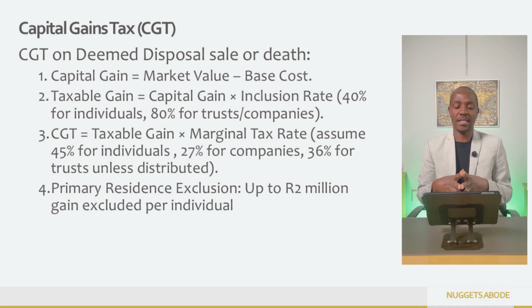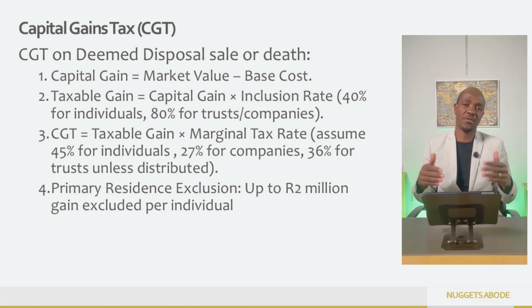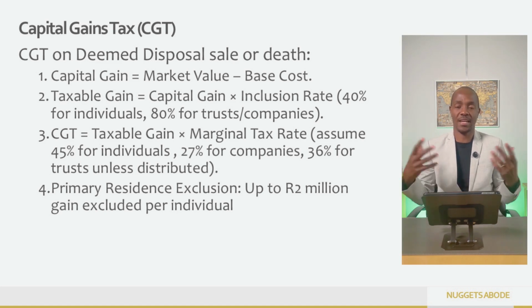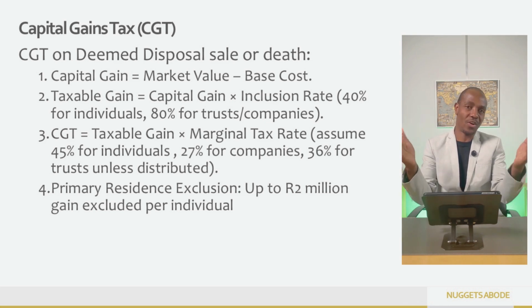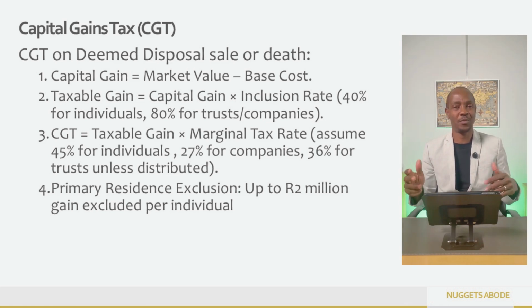Then what you find is the capital gains tax will be the taxable gain, after factoring the inclusion rate, times the marginal tax rate, which will be anything between 18 to 45% for individuals, 27% for companies, 36% for trusts, unless, of course, it's distributed. There is also a primary residence exclusion of up to 2 million of the gain. So this formula can help you to calculate. Again, if you're in a different jurisdiction, please just get the appropriate formula, or better still, leverage AI to help you. ChatGPT, Grok, or DeepSeek can actually do that.